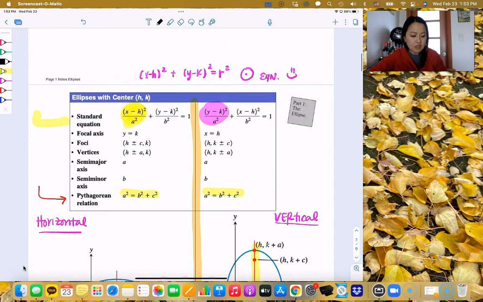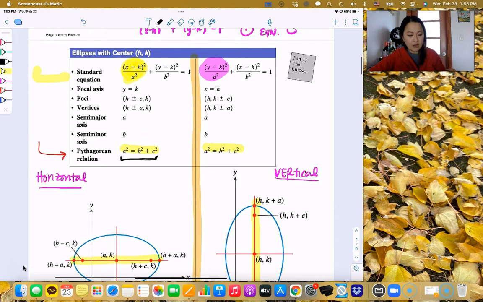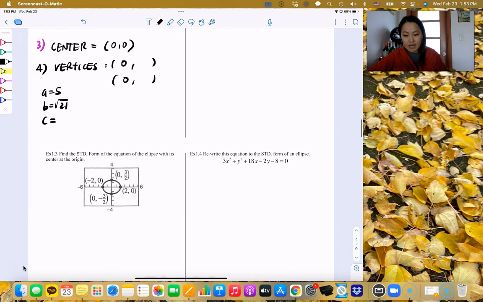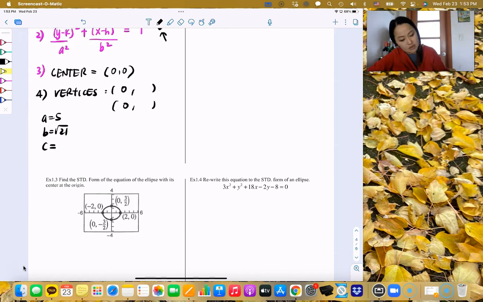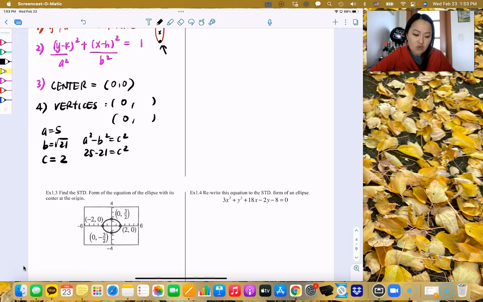What's C? Looks like your A squared equals B squared plus C squared. That means C squared must be A squared minus B squared. Rewrite that based on whatever variable you're going to need. A squared equals B squared plus C squared, so we're going to do A squared minus B squared, which is C squared. What does that give us? It's going to be 25 minus 21 equals C squared, so C must be 2. Does that make sense to everyone? If not, nudge your neighbor and make sure that you understand.